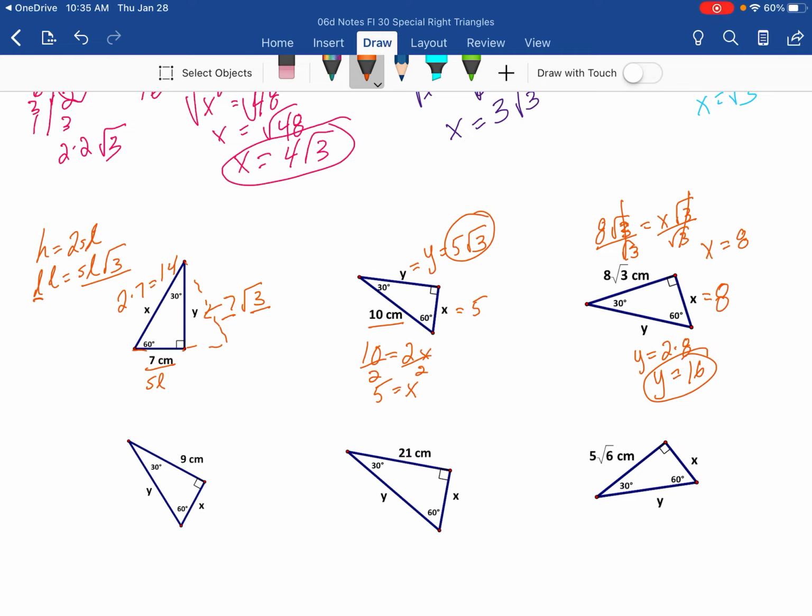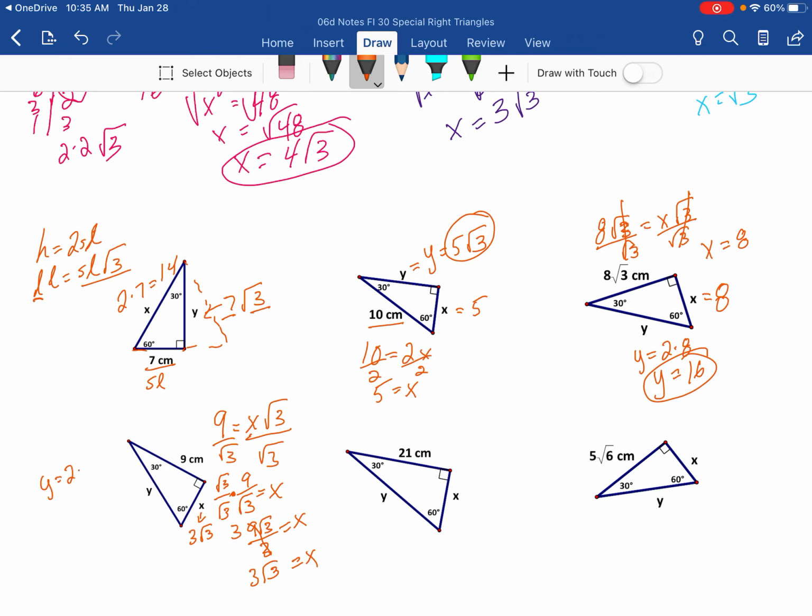My next one here, this is my long leg, and so I just write out what I know. I know my long leg is equal to my short leg times radical 3. Now this one's a little bit more challenging. These are the ones that I want you to show work on. So I divide each side by radical 3. I have x is equal to 9 over radical 3. Now we've discussed before in our warm-ups that you cannot have a radical in the denominator. So what I need to do is what's called rationalize the denominator. I need to multiply by radical 3 over radical 3. So this is going to be 9 radical 3 over plain old 3. The 9 divided by 3 is 3, and so x is equal to 3 radical 3.